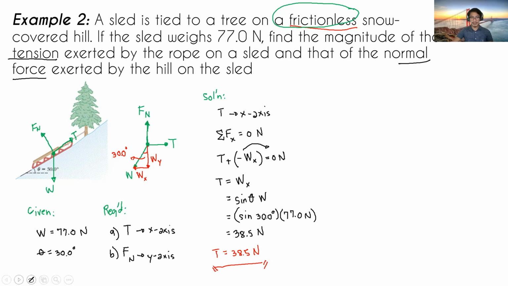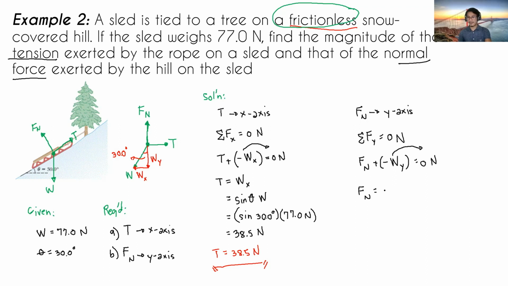Now, let's proceed with problem B. It is asking about the normal force, and normal force is along the y-axis. So that means we will use summation of forces along the y is 0 Newton. Why? Because there is no acceleration. The forces along the y: we have normal force which is upwards, so positive. Plus, we have wy, which is downwards, so negative. Negative wy is equal to 0 Newton. Let us transpose wy to the other side of the equation because we are looking for the normal force. So normal force is equal to wy.